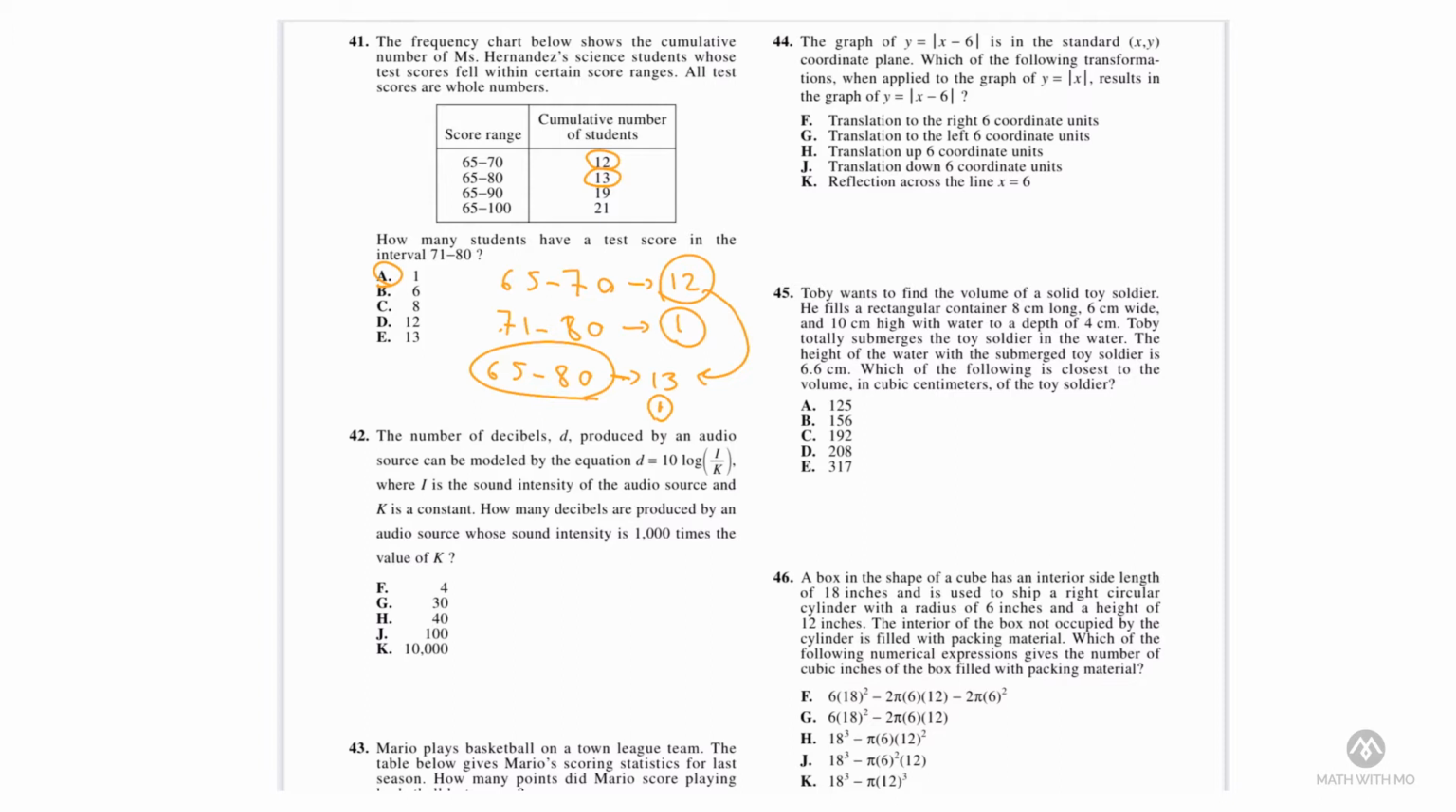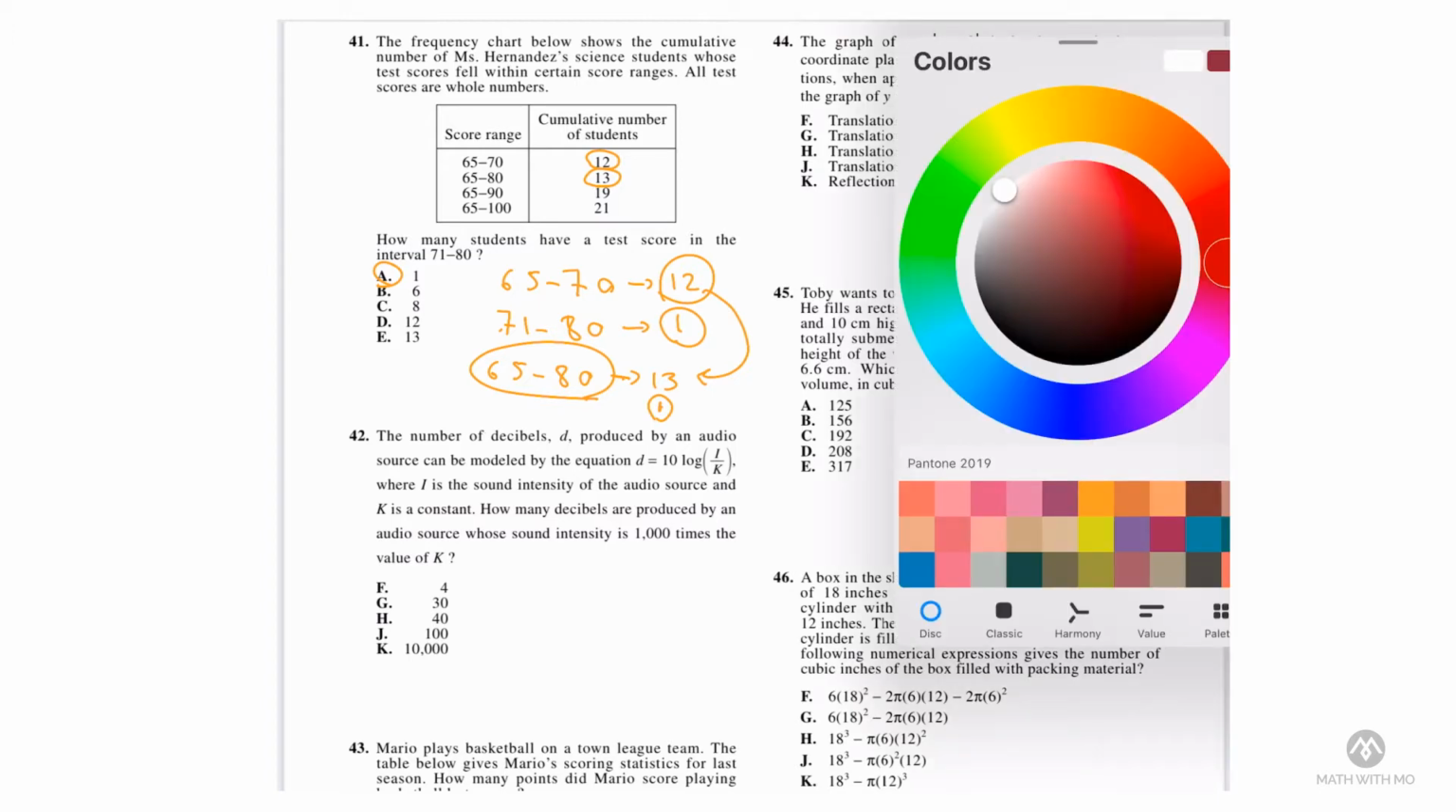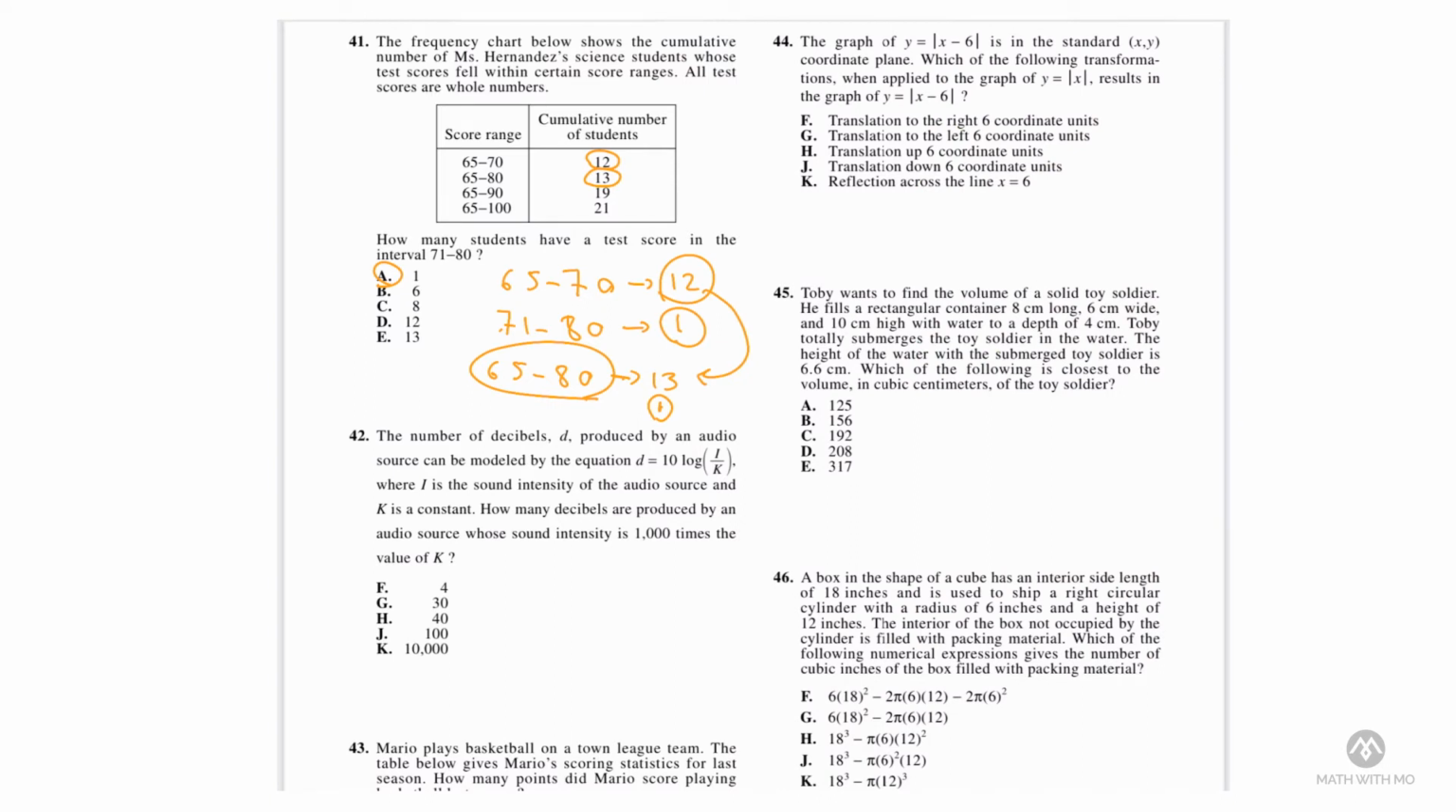The number of decibels D produced by an audio source can be modeled by this equation, where I is the sound intensity of the audio source and K is a constant. How many decibels are produced by an audio source whose sound intensity is 1,000 times the value of K? So I is the intensity, right? In this case I equals 1,000 K, so instead of I I can put 1,000 K.